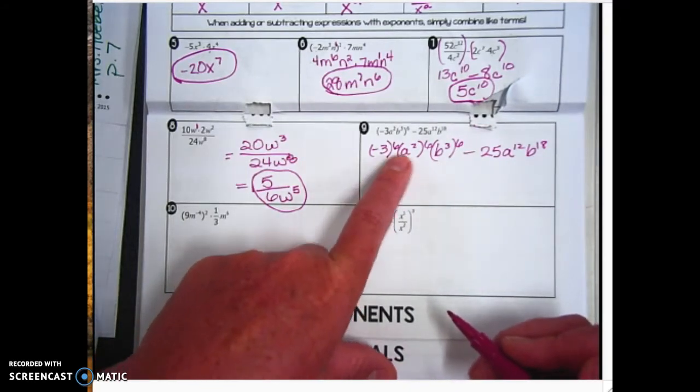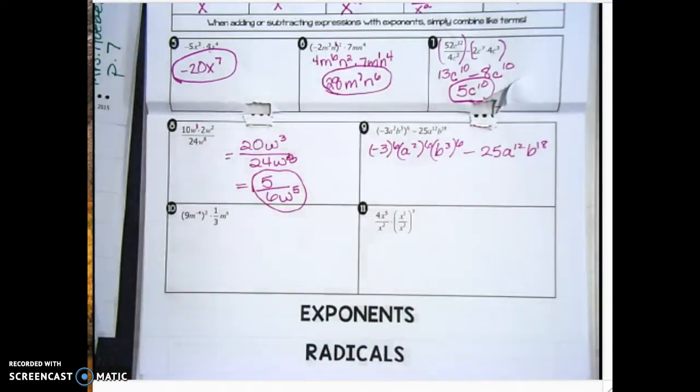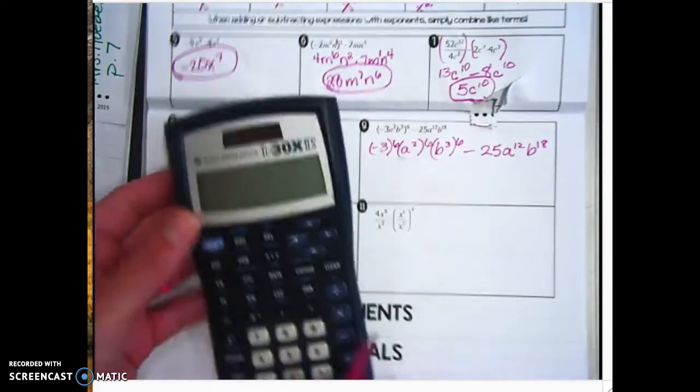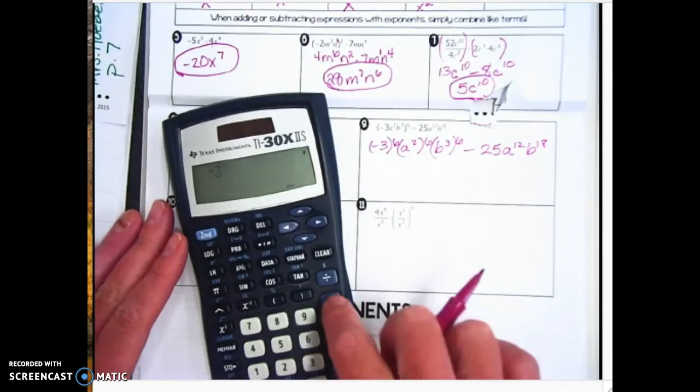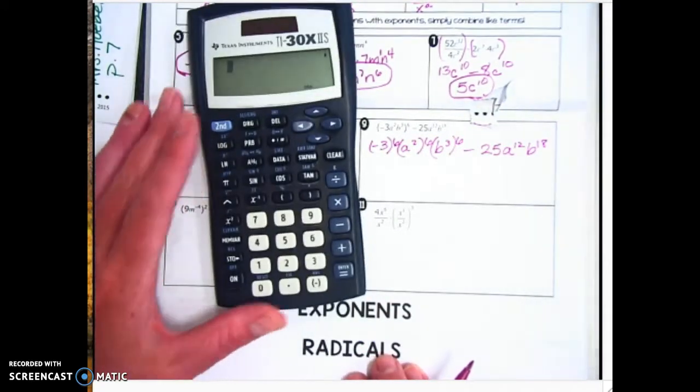So negative 3 to the 6th power is negative 3 times negative 3 times negative 3 times negative 3 times negative 3 times negative 3. And you can type it in your calculator like that if you want. You can go negative 3 times negative 3 a bunch of times. But I'm going to show you a little shortcut.